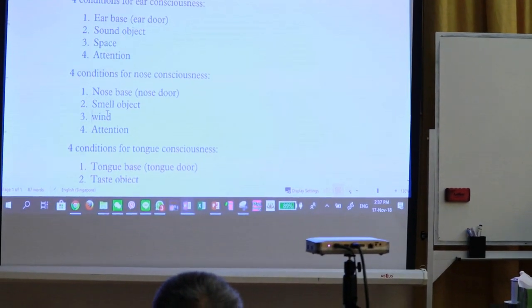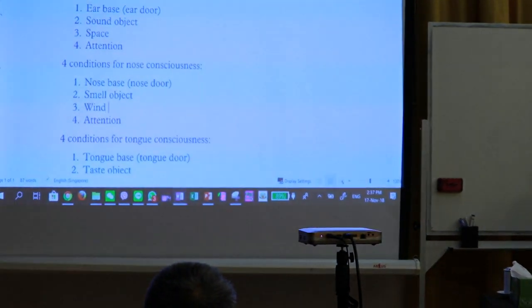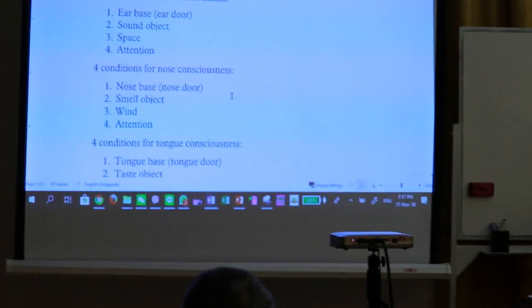In the same way, the Lord Buddha mentioned for the nose consciousness, ghānañca paticca gandheca. Because of the nose base and smell object, nose consciousness arises. This is according to the sutta. But according to Abhidhamma, there are two more conditions. The wind. Without wind, how can smell be brought? Huh? The wind is one supporting cause. And attention.